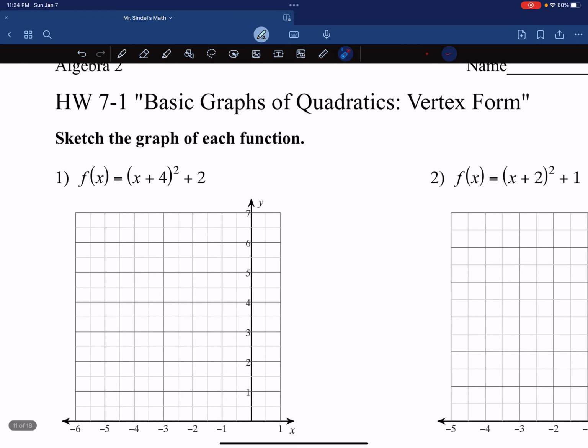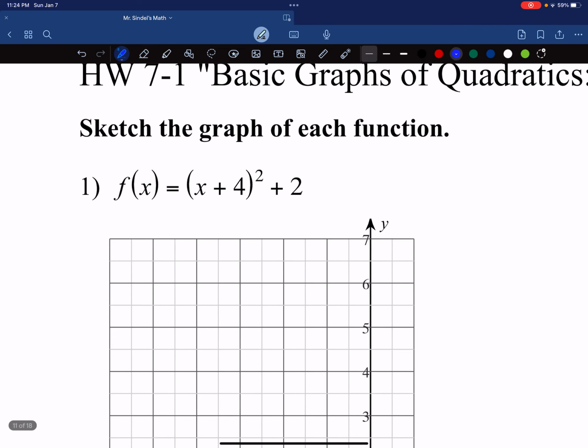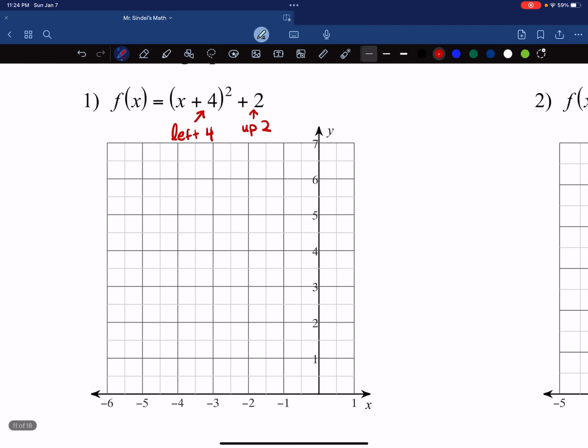All right, in number one, I'm going to first analyze what this function is saying. So when I have plus 4 here, the inside number affects left or right. Normally, I'm thinking plus means go to the right, but it's opposite because inside, so this is going to say left. So I'm going to go left 4, and then plus 2, this is going to be the up or down number. This is going to be up 2. So let's go left 4, up 2. Left 4, the origin is right here, so I'm going to go 1, 2, 3, 4, and then up 2, 1, 2, and there's our vertex. Our vertex is at -4, 2.